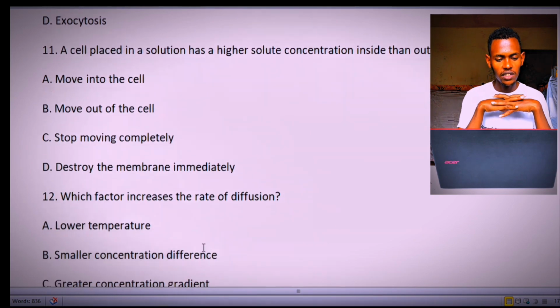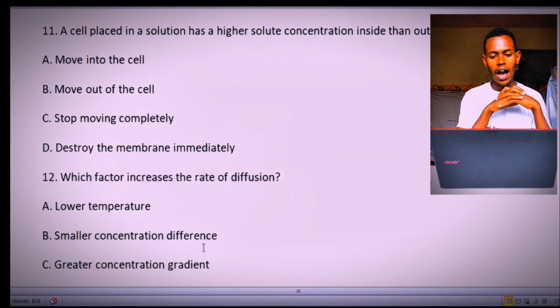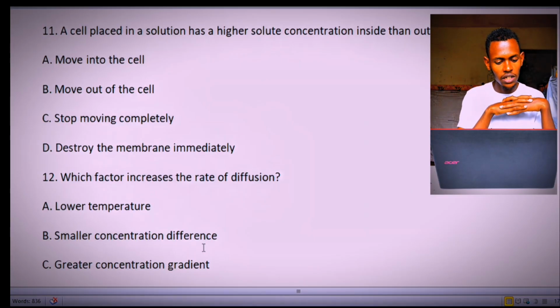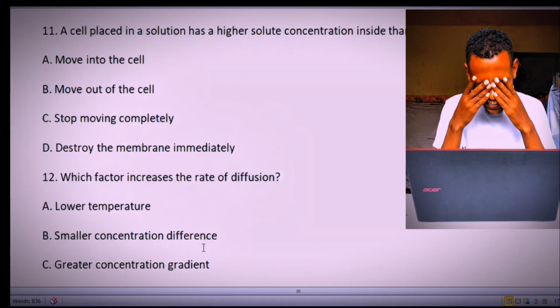A cell placed in a solution has a higher solute concentration inside than outside. Water will A. move into the cell, B. move out of the cell, C. stop moving completely, D. destroy the plasma membrane immediately. Let you continue.